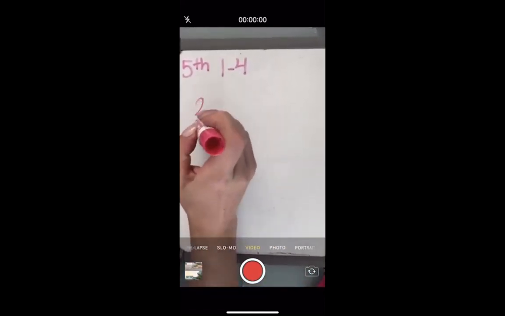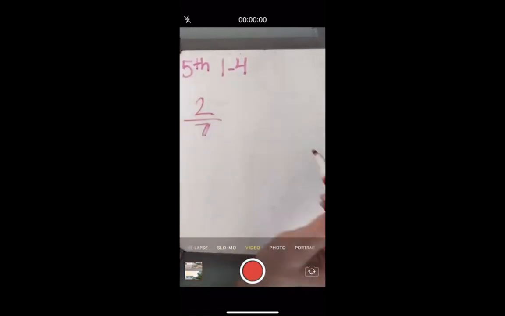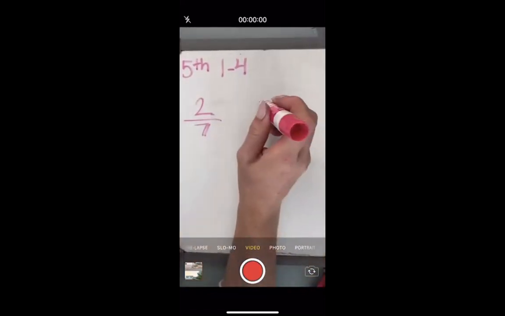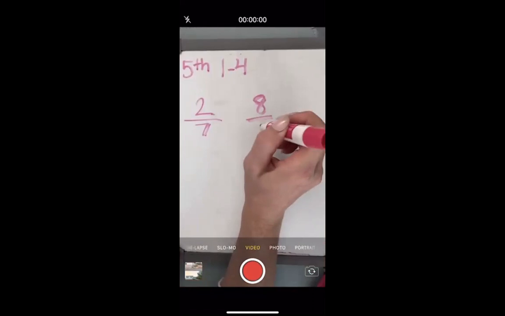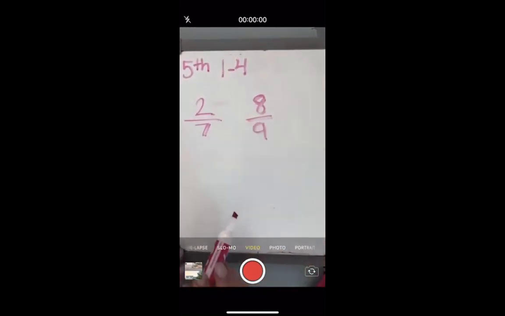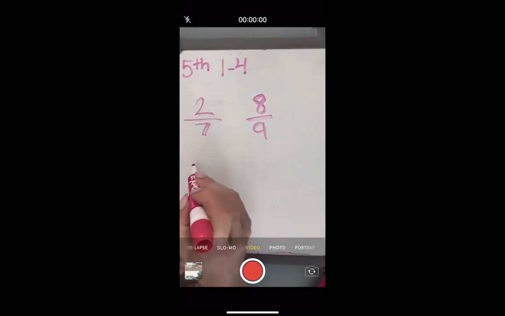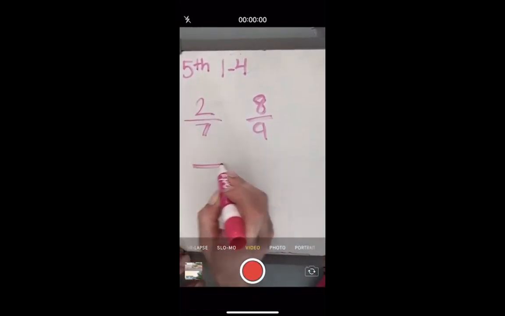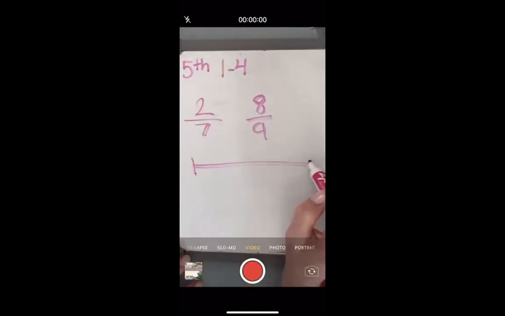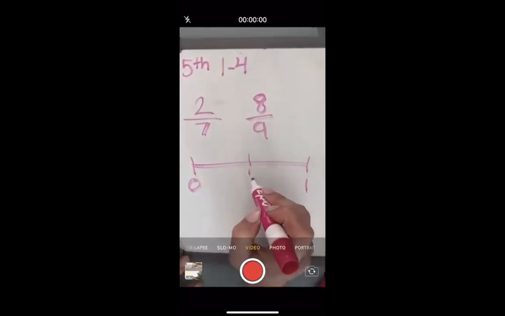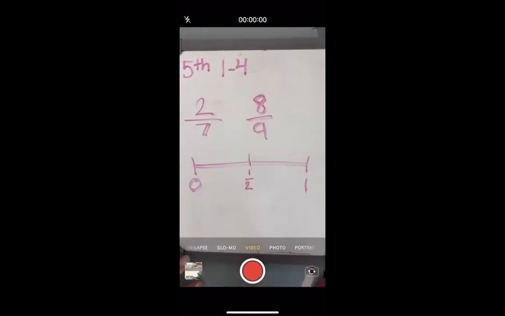So let's do another one. I'm going to do 2/7 and let's say 8/9. Well, I don't have a common numerator. I don't have a common denominator. I need to think through how I could compare this. So one way I could do it is compare it to my unit fractions. Again, mentally or draw it out. I like to do 0, 1/2, and 1. I think that's the easiest for me. You can get more detailed if you like.